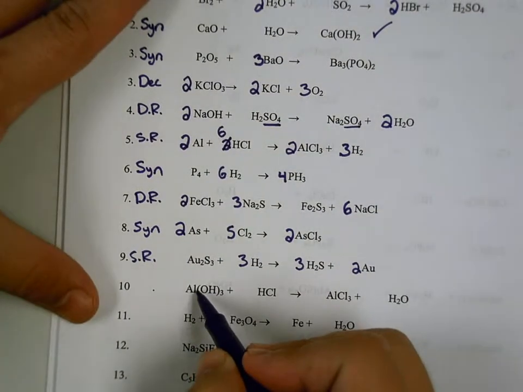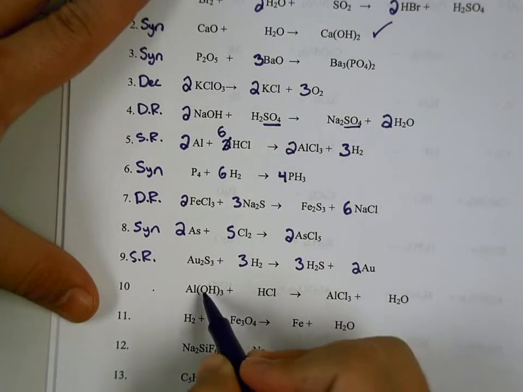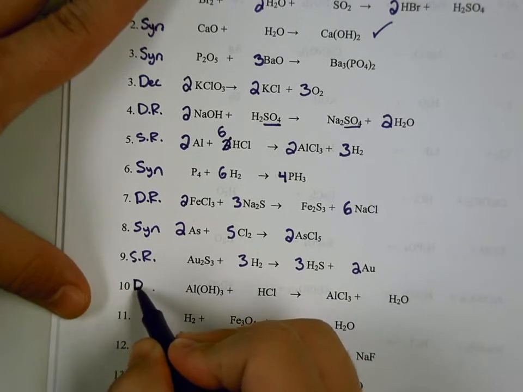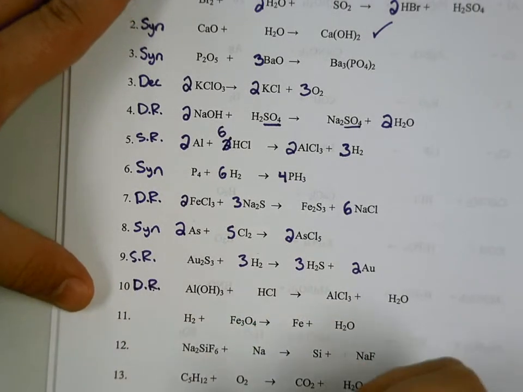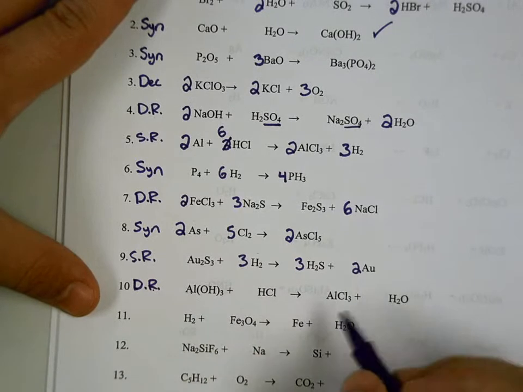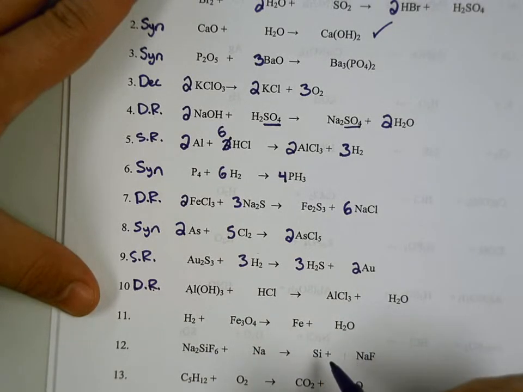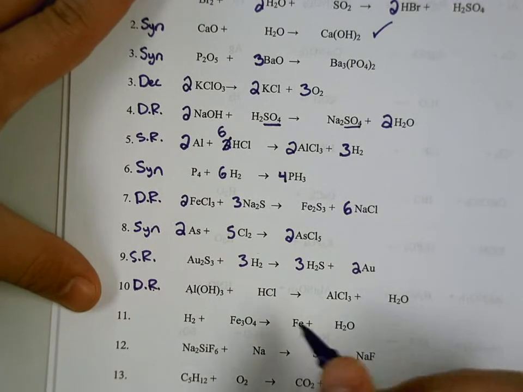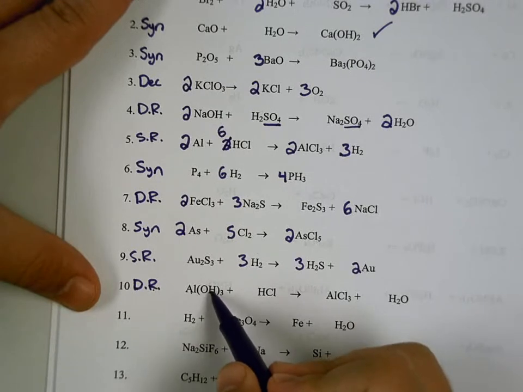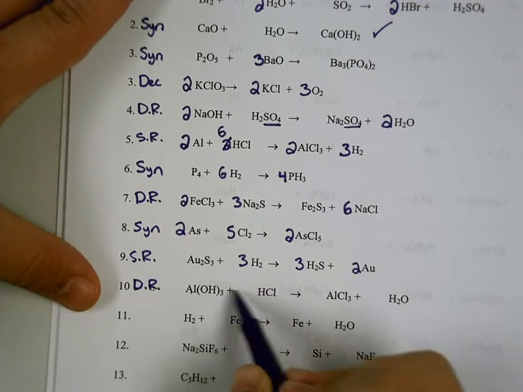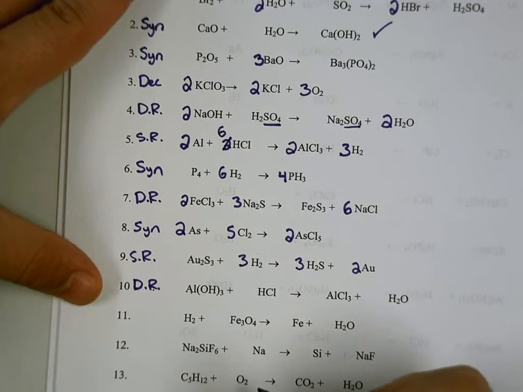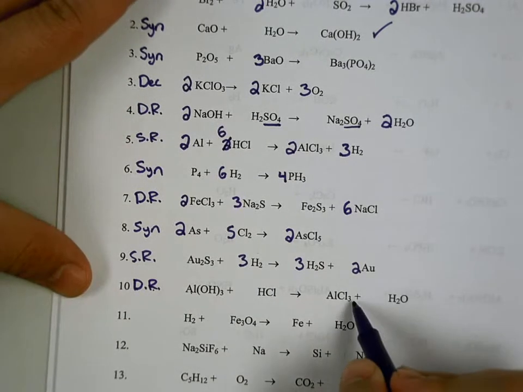Problem 10, AlOH3 plus HCl. Again, we have a compound reacting with a compound. That's a good example of a double replacement reaction. 1 aluminum atom on the left, 1 aluminum atom on the right. That's okay for now. I usually like to save O's and H's for the end if I see them in multiple places. So I'm going to move on to the chlorine for a moment here.